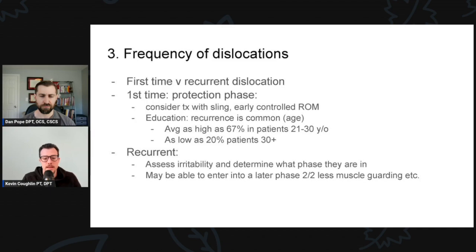And then if it is recurrent, we want to assess the irritability and determine maybe what phase of healing they're in. So did they just have the dislocation yesterday and they're in a very spasm type state, a lot of muscle guarding, a lot of fear. They don't want you to touch their arm. We have to obviously treat those folks differently than someone who maybe was subluxing in the gym last week. They otherwise feel fine. They haven't had a dislocation event in a while. We can go ahead and kind of get into it in our assessment with them.